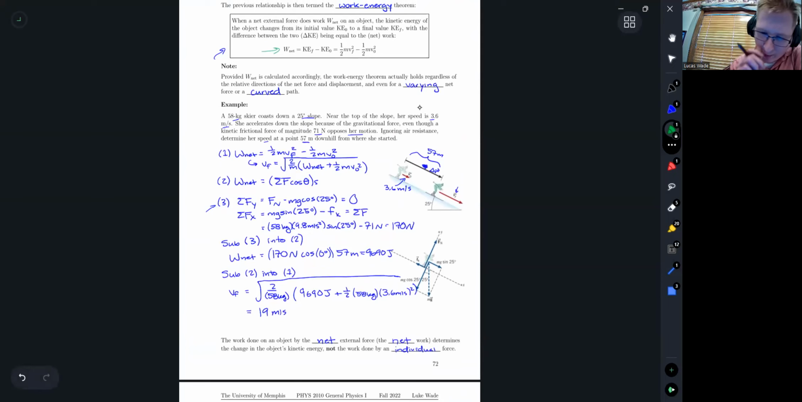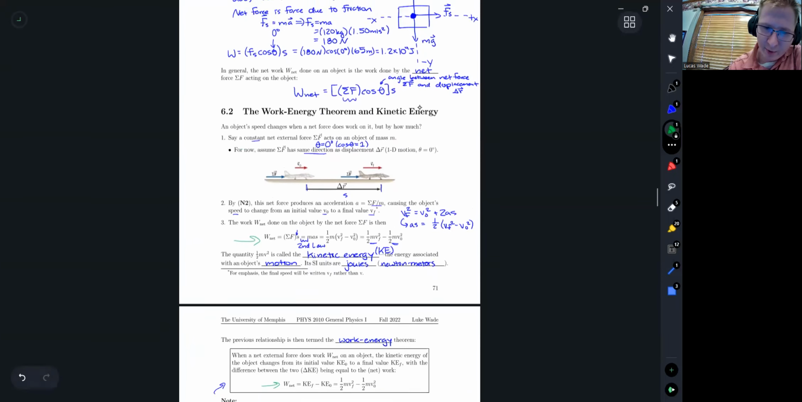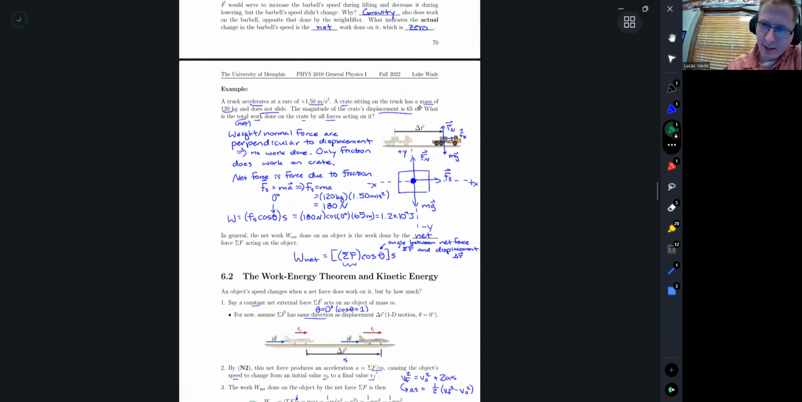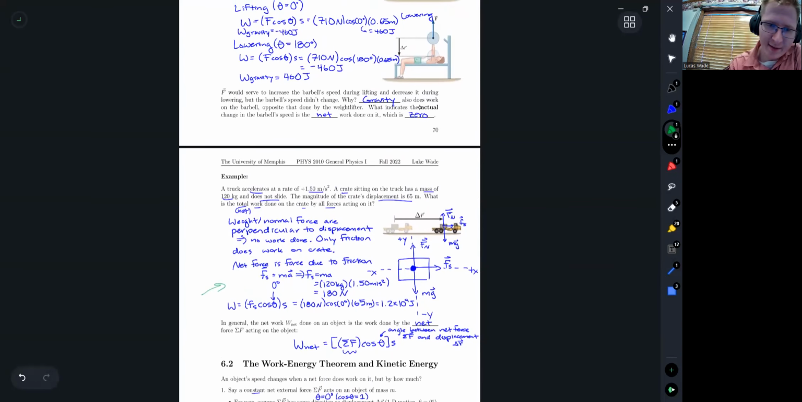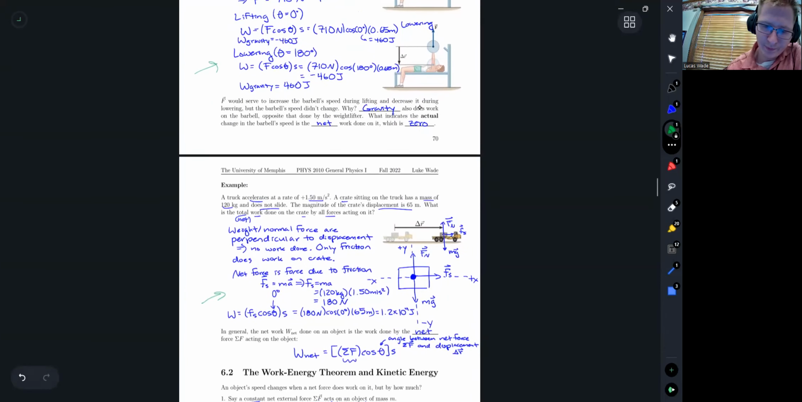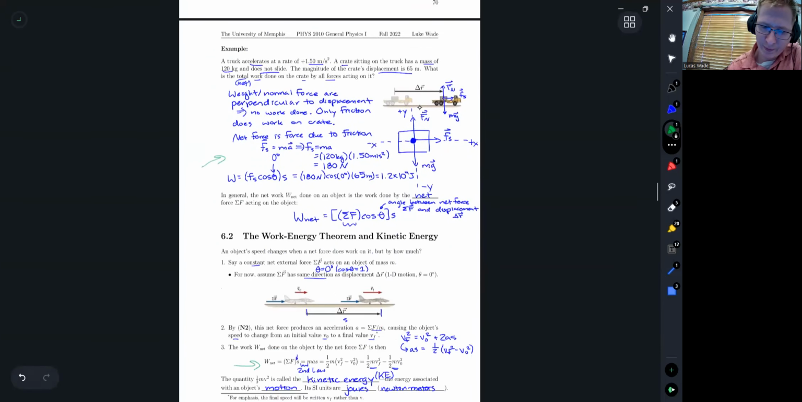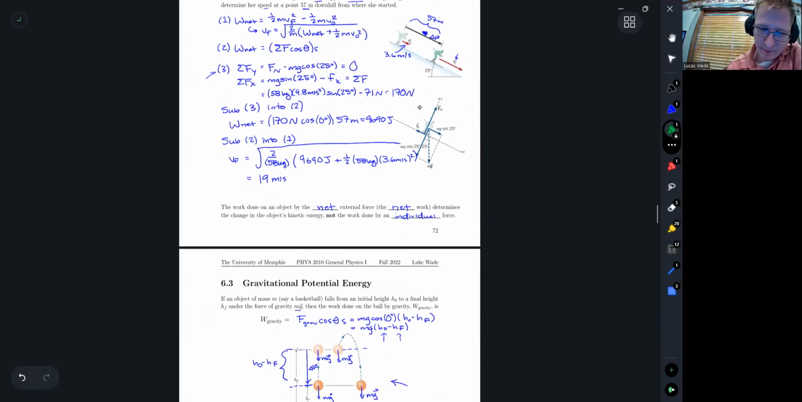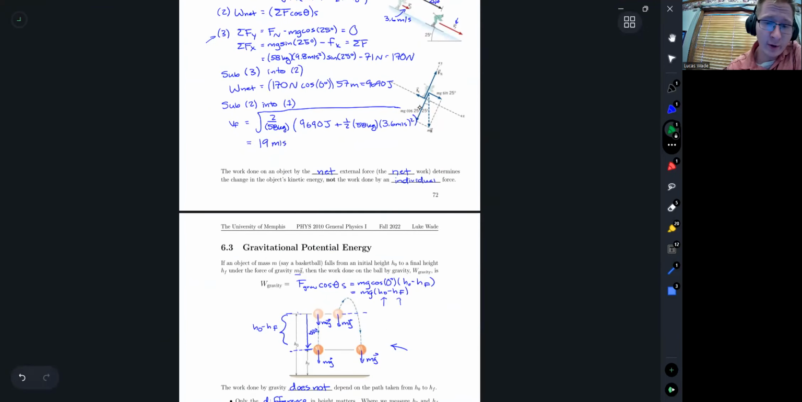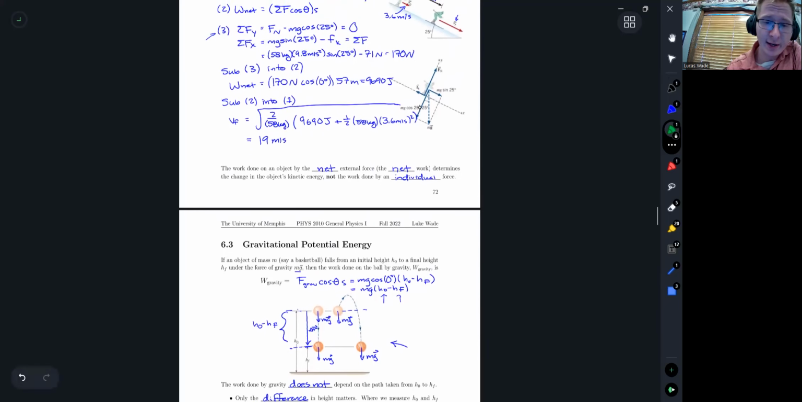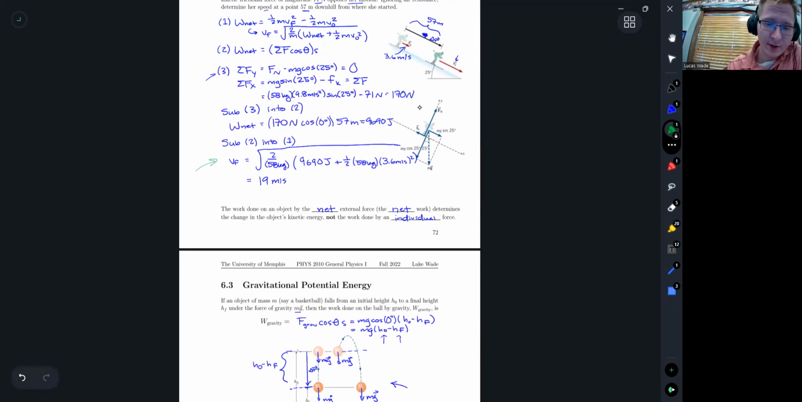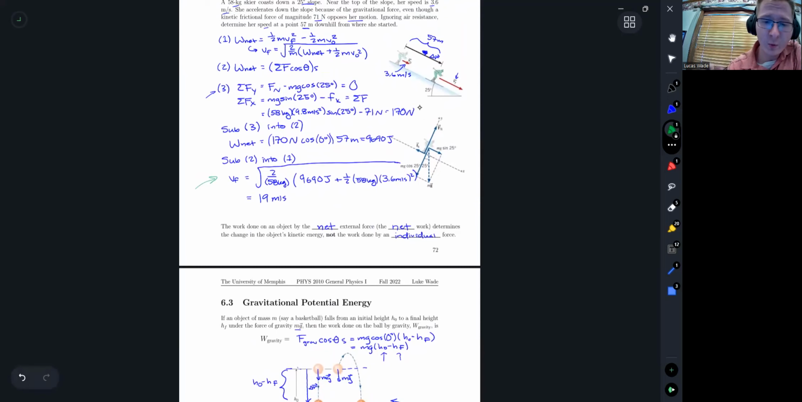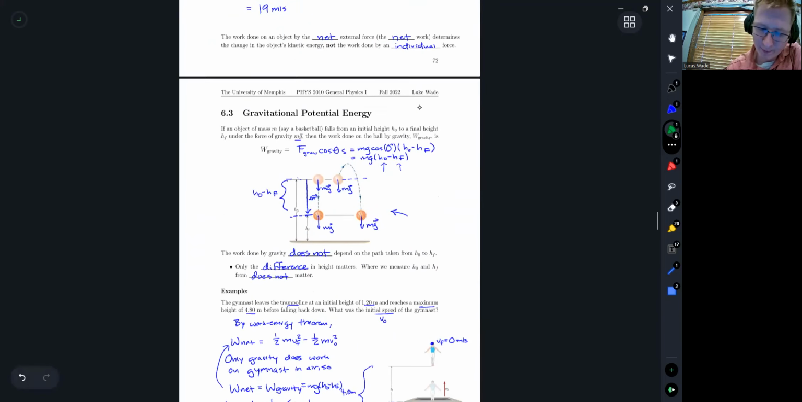this example is probably a little bit more involved than anything you really need to worry about. I think this example is a good one, as is the weightlifter. So that's for just calculating work. You want to be able to use the work energy theorem to calculate a change in kinetic energy, though. So it could be good to look at this one, but it won't be something quite as involved as this one was.